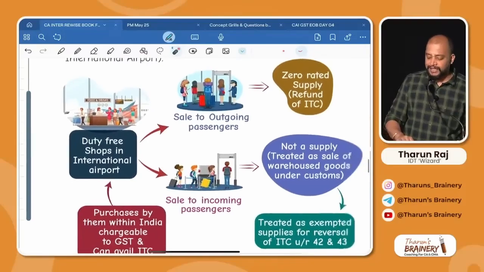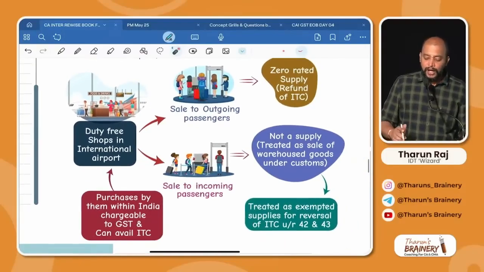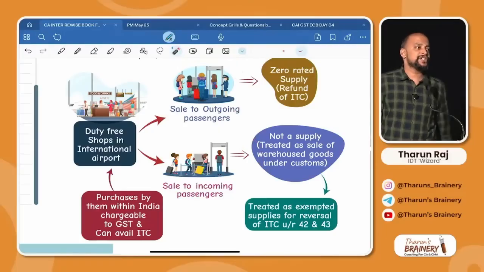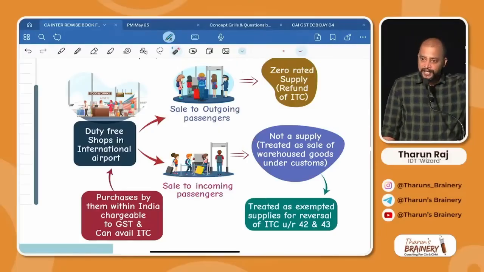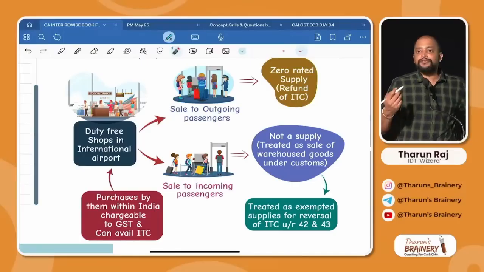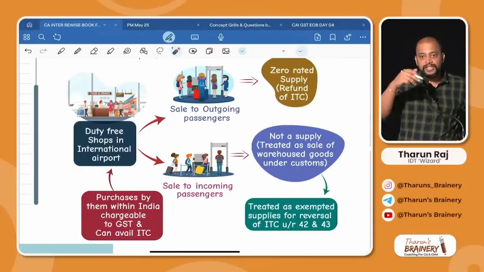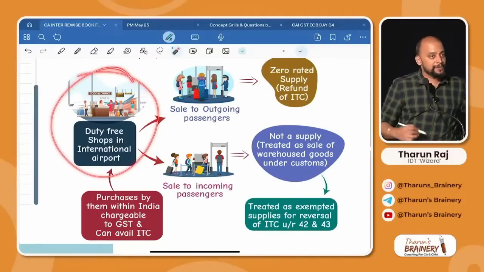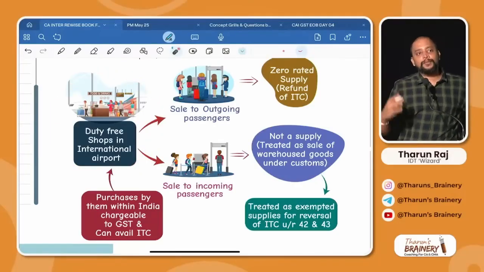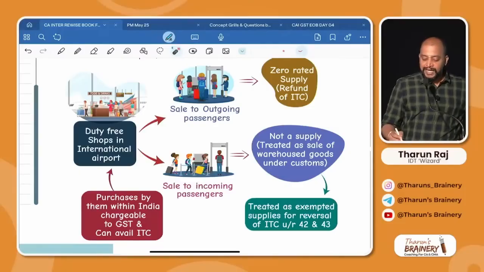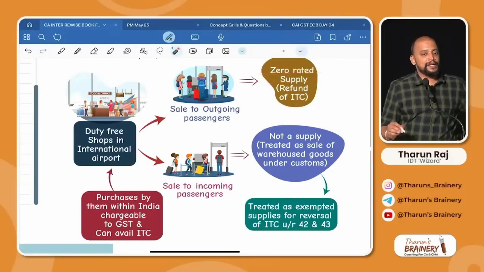To whom they are making sale? They are making sale to outgoing passengers and incoming passengers. Outgoing passengers means those who are leaving the country. This sale by the duty free shop, if you see in many international airports, you will see a lot of shops now inside, and those shops are called duty free shops. And if they sell to outgoing passengers, that is treated like export, zero rated supply. So we will get the refund of ITC.